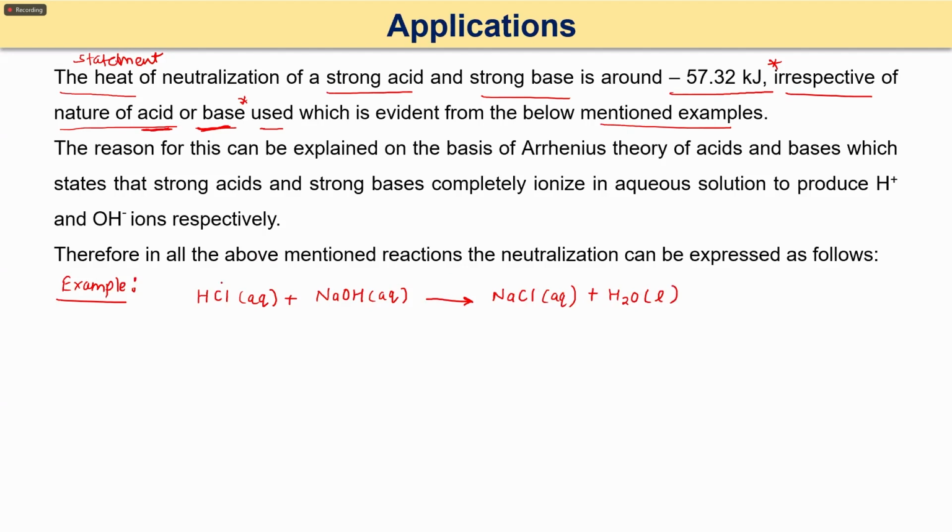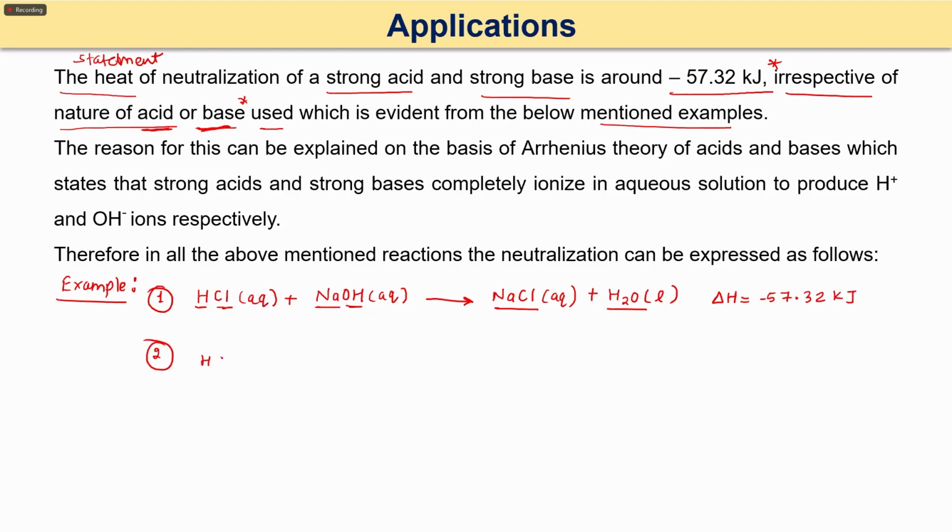Here your H plus will react with OH minus and it will produce water, and your Na plus ion will react with your Cl minus ion and it will form NaCl, that is salt. It is found that the enthalpy change of this reaction, that is the heat of neutralization of this reaction, is minus 57.32 kilojoule. This is the first example. Let us take another example.